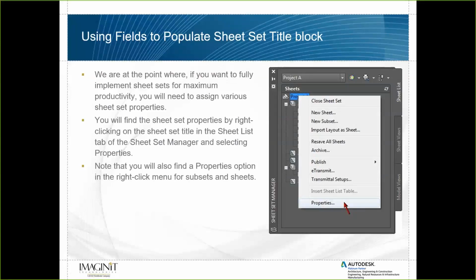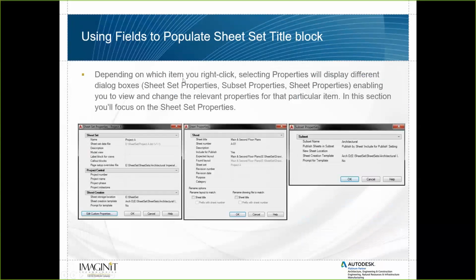And you're going to find these sheet set properties by right mouse clicking on the sheet set title in the sheet list tab of the sheet set manager and selecting properties. You'll also find a properties option in the right-click menu for subsets and sheets. And depending on which item you right-click, selecting properties will display the different dialog boxes. So here is sheet set properties, here is individual sheet properties, and here's a sheet subset properties box. So depending on what you select, you're going to get different things.